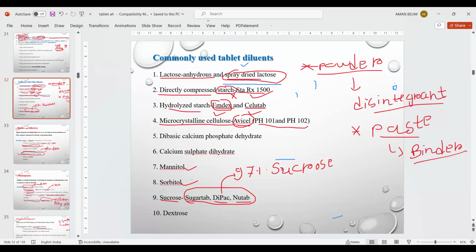Okay. You have to remember only those listed here, the excipients which are listed here, okay? Diluents. Then dibasic calcium phosphate dihydrate. Okay. Then calcium sulfate. The name is Tricaphos for the tribasic. If it is tribasic, the brand name is Tricaphos.